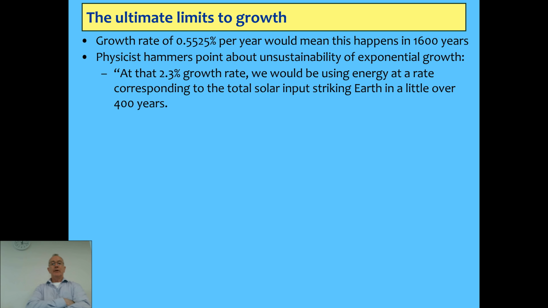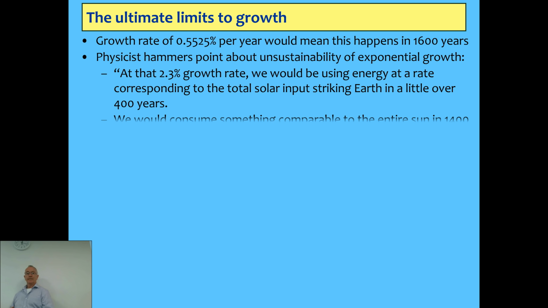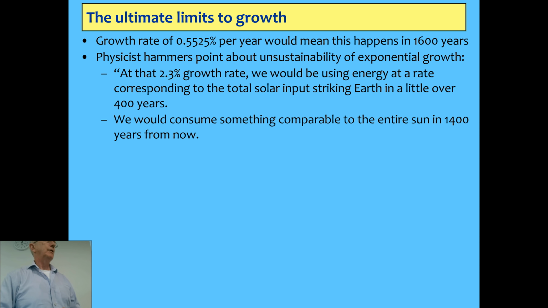So he said, at a 2.3% rate of growth, we'd be using energy corresponding to the total solar input striking the planet in 400 years, a bit over 400 years. So at the moment, the amount of energy we actually use on the planet for production is a tiny fraction of the amount of energy that lands from the sun every year. He said, if we maintain that 2.3% growth rate, then in about 400 years, the amount of energy we're using on the planet will be equivalent to the amount of energy falling on the planet from the sun. And in 1400 years, we'd be using as much energy as the sun itself generates.